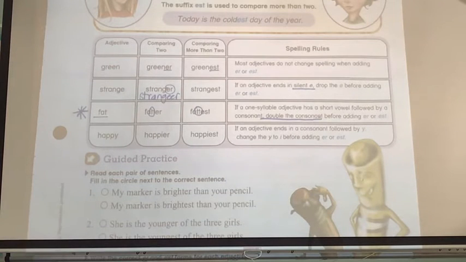I don't want you to stress too much over it. When you come across those words, do your best. I'm not going to mark you off for spelling, especially on that spelling pattern.